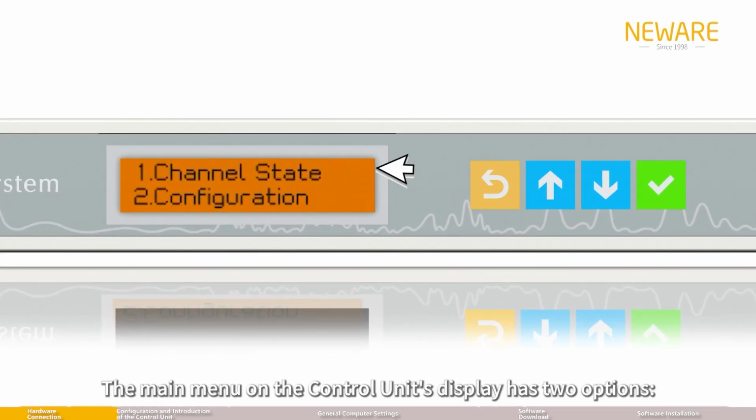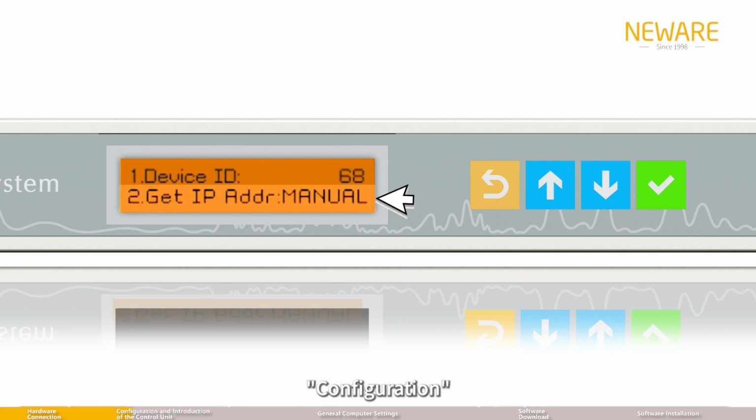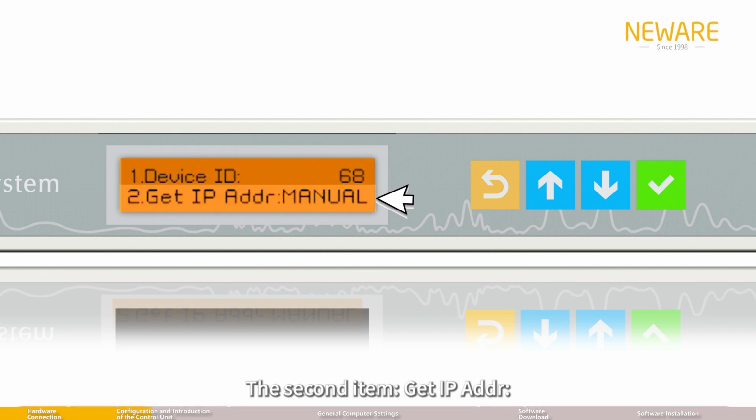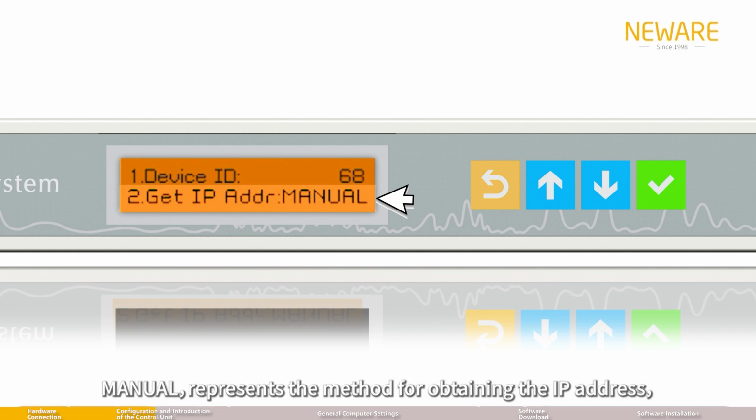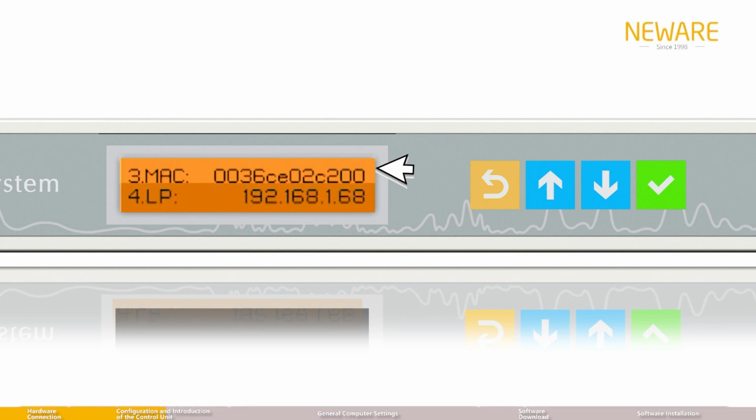The main menu on the control unit's display has 2 options: channel status, item 1, and configuration, item 2. Select the second option, configuration, and press confirm to enter the submenu. The first item in the submenu, device ID 68, represents the control unit identifier. The second item, get IP address manual, represents the method for obtaining the IP address, which includes 2 modes, manual and automatic. Item 3, MAC address, refers to the physical address.